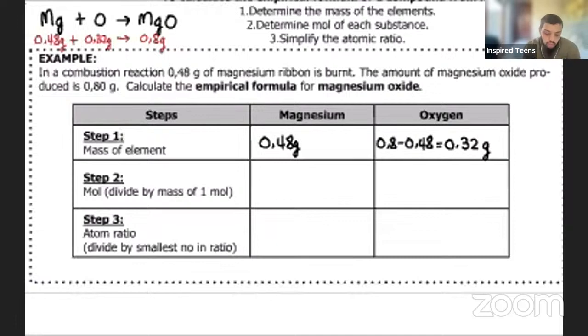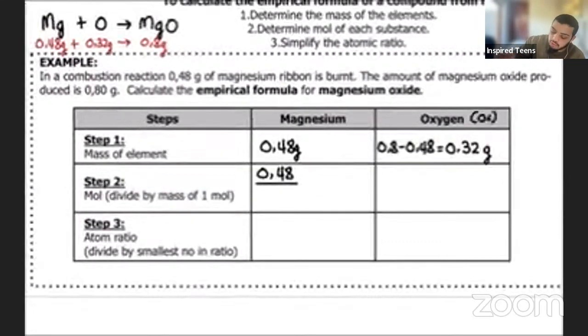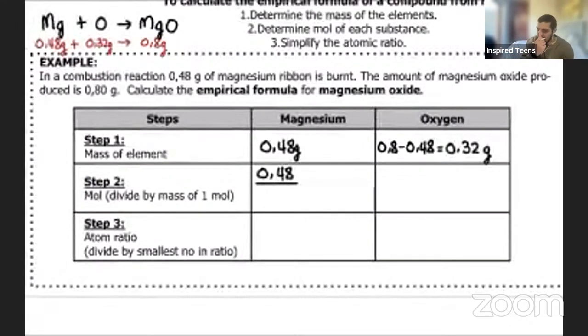Okay, now step 2 is to determine their moles, by just dividing by the mass of 1 mole. The mass of 1 mole, remember, is basically the molar mass, because molar mass is the mass of 1 mole. So you're just going to divide magnesium's mass by its molar mass, the molar mass of just 1 mole. Even for example, oxygen is O2, right? Don't divide it by 32, divide it by 16, just the mass of 1 mole.